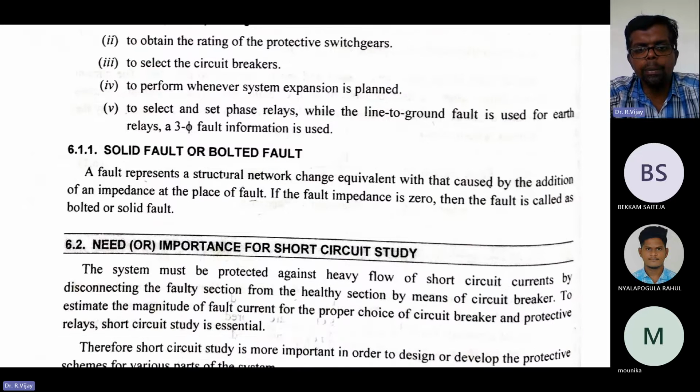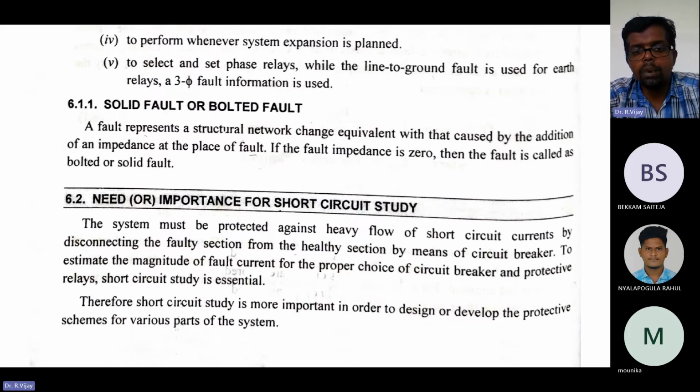Next, the need or importance of a short circuit study. This is also one of the 2-mark questions, or sometimes a 4-mark question, or they may ask it in a subdivision.